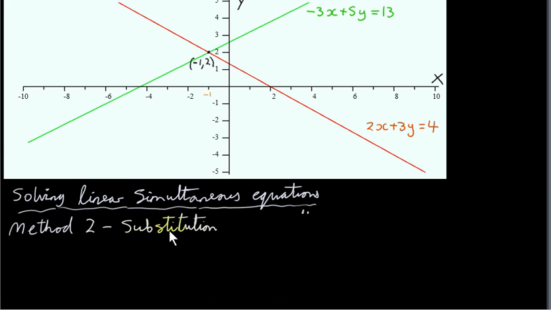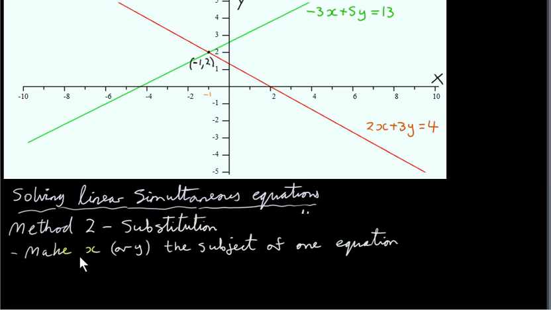The second method that I would like to show you is substitution. Now, the substitution method has to be used when we're solving between a linear equation and a nonlinear equation, which I will cover in the next video. So you don't have to apply it here. The cancelling method works fine, but I'll just run through this method anyway.